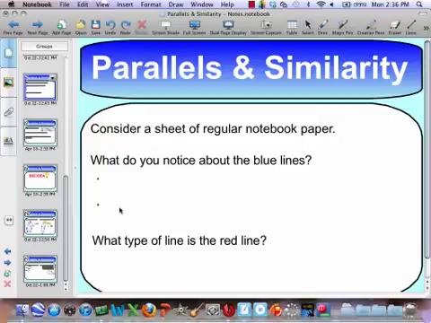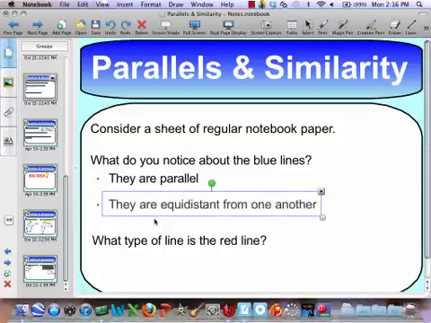The next thing I want you to do is take a look at the notebook paper you guys are writing on. What do you notice about the blue lines? Two things. Parallel and they're equidistant. Same distance, right? Now take a look at the red line. What do you notice about the segment of the red line between each one of the blue lines?